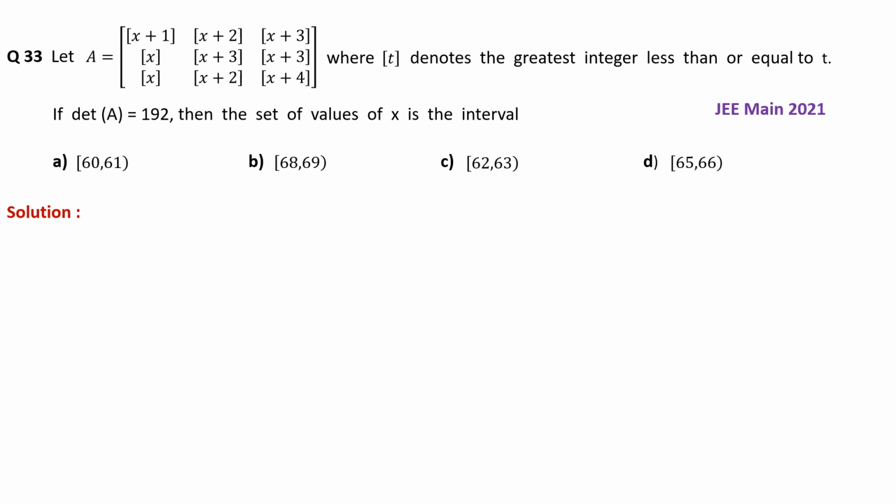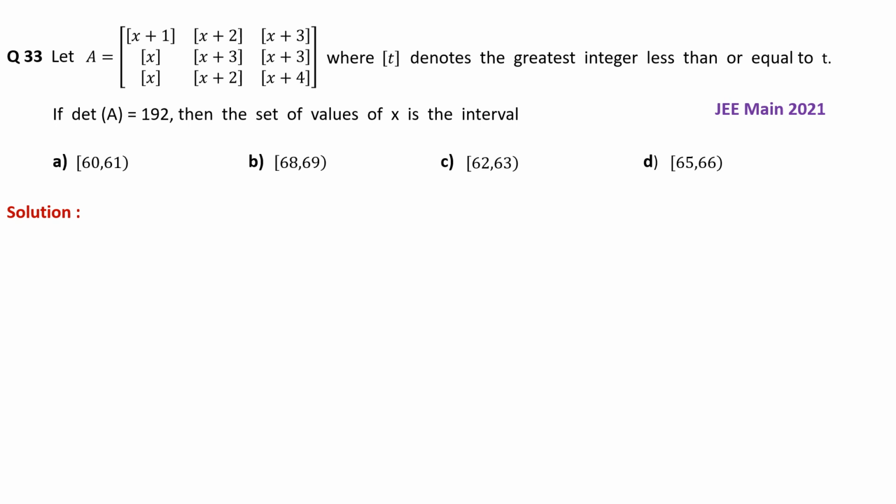Myself LS Nanda. Now in our previous year question series of JEE Main and JEE Advanced, this is today's question. This question is based on the concepts of determinant and greatest integer function. In this question, we have been given a 3 by 3 order matrix A containing elements in the form of greatest integer function. And it is given that determinant of A is equal to 192 and we have to find the interval for the values of x.